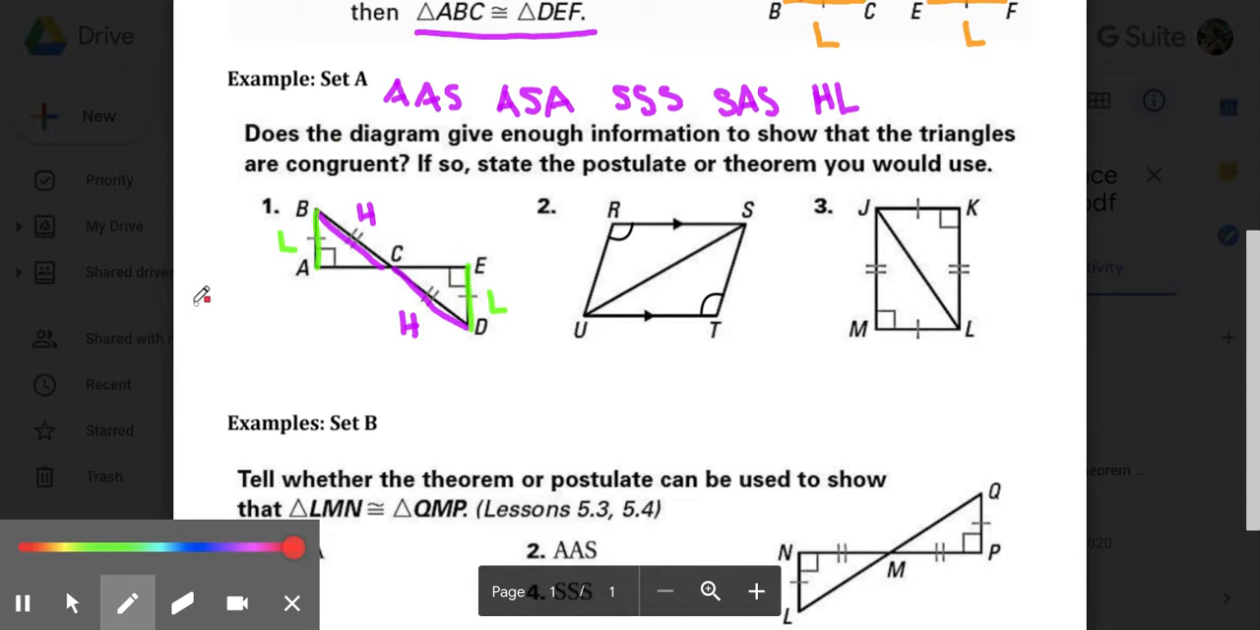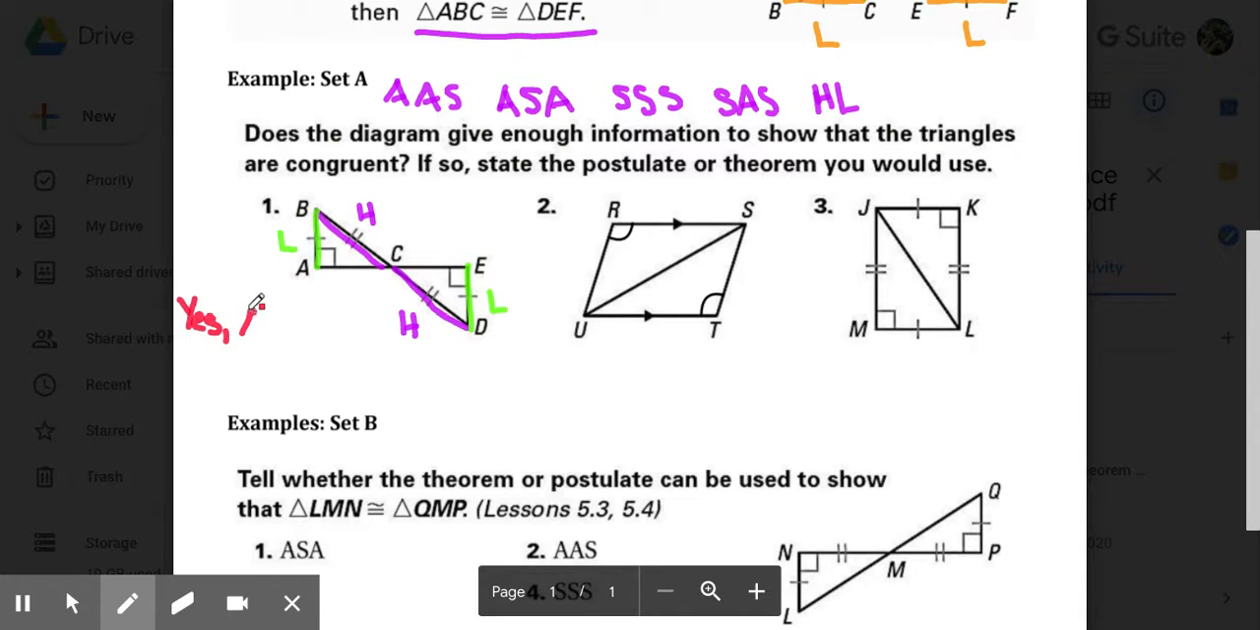Let's go ahead and answer the question. So yes, triangle, we'll call the first one ABC, is congruent to triangle. If I call this one ABC, I have to call the second one EDC to be in my corresponding order correctly. By HL.